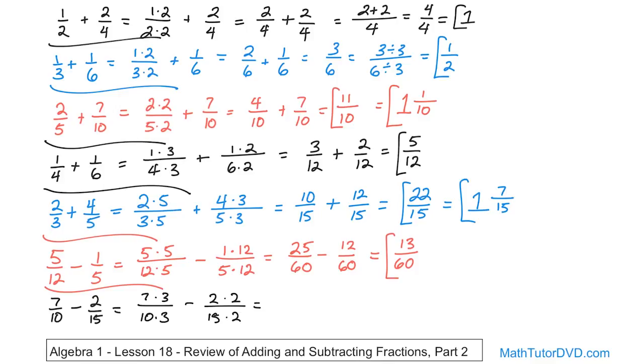So 7 times 3 is 21, 10 times 3 is 30, minus 2 times 2 is 4, 15 times 2 is 30. The purpose of this was to get a common denominator, any common denominator, and so I got 30 as a common denominator. 21 minus 4 is 17 on the top. The denominator sticks along for the ride, and there's no further simplification needed here.